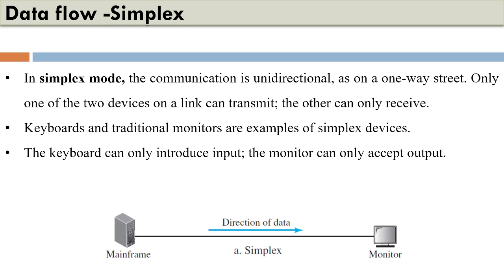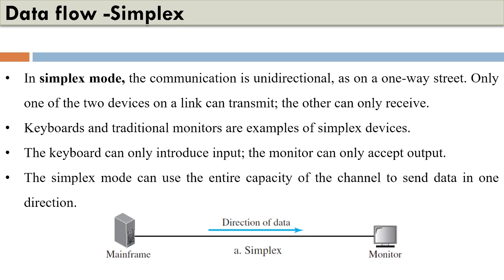Actually, whatever we press on the keyboard, the information gets inside the computer, and the monitor can only accept the output. So all these are examples of simplex data flow. Now let's try to understand the utilization. In this case, the entire channel capacity is used to send data in one direction only.